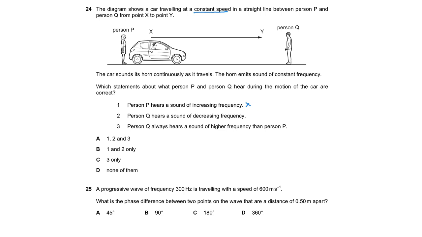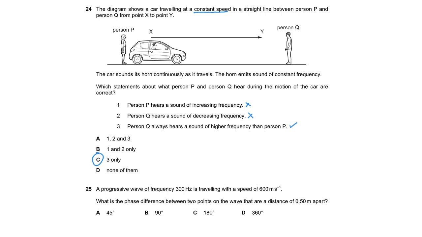Statement 2: person Q hears a sound of decreasing frequency. Because the car is moving towards person Q, the person would hear a sound of a higher frequency, but it would not be decreasing. It would not change. So it's incorrect. Statement 3 states, person Q always hears the sound of a higher frequency than person P. That is absolutely right.